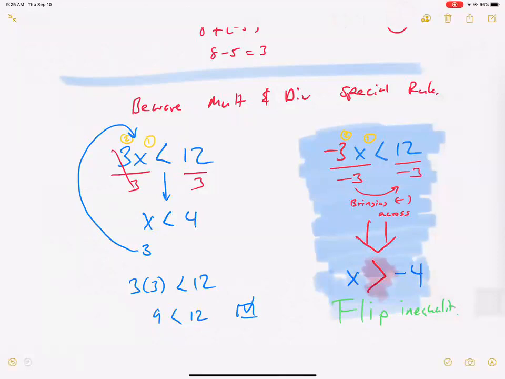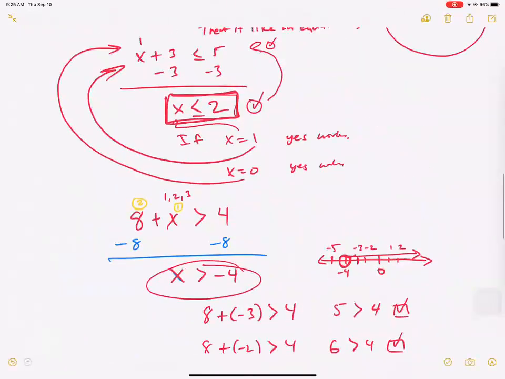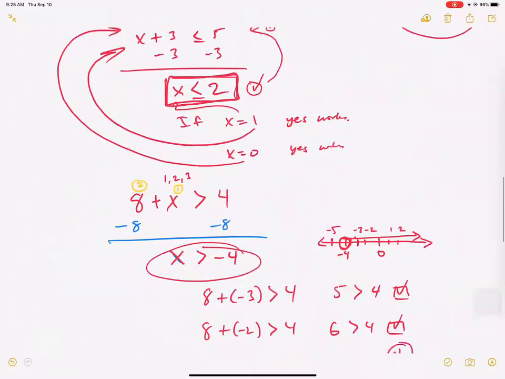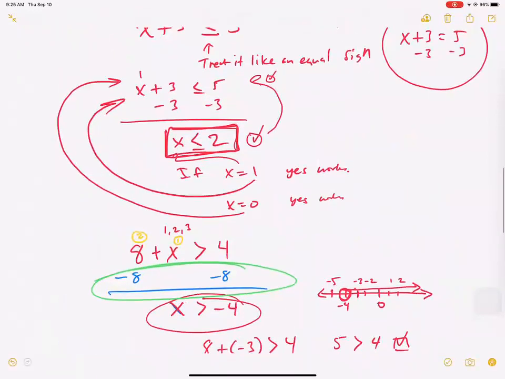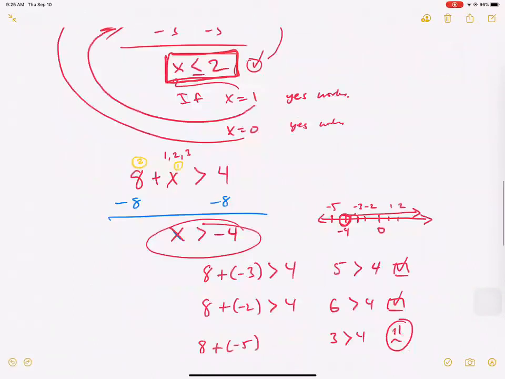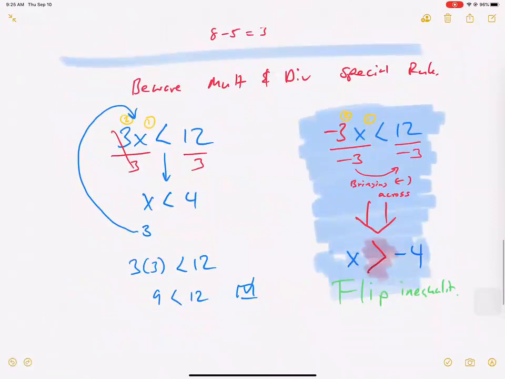Do we flip it just because of addition or subtraction? Never for addition and subtraction. See, look here. Didn't we move a negative across? Move a negative across? No flip, no problem. Only when it comes to multiplication and division must you remember to flip that inequality.